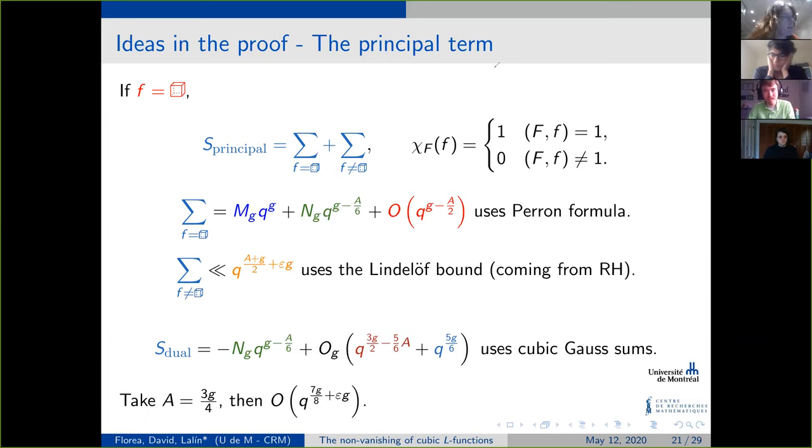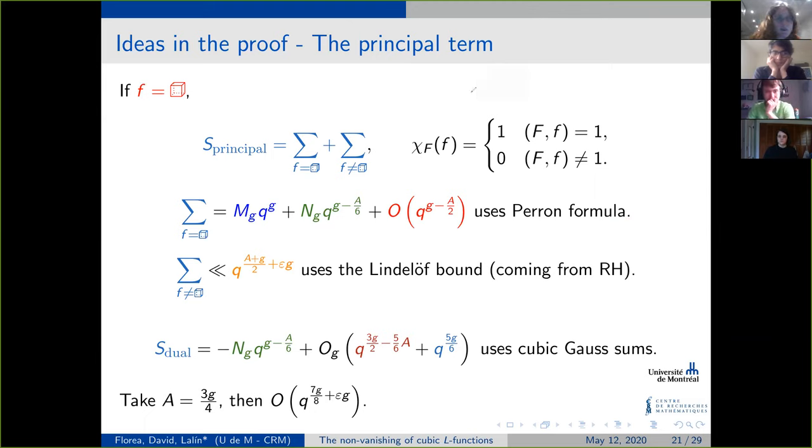Okay, so basically these are the main ideas of the proof. I didn't mention what the Perron formula was, but it's essentially the residue theorem that you use to estimate a generating function. So you have a sum, you build a generating function out of it, you understand this generating function, say as a rational function, and you use the residue theorem to recover the original sum that you want as a residue, integrating this generating function.